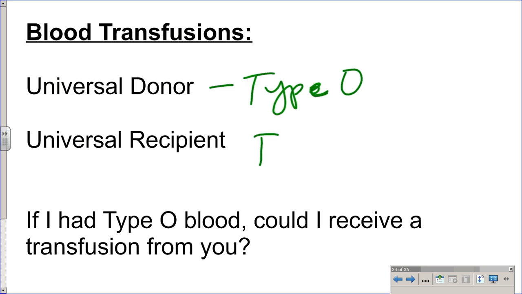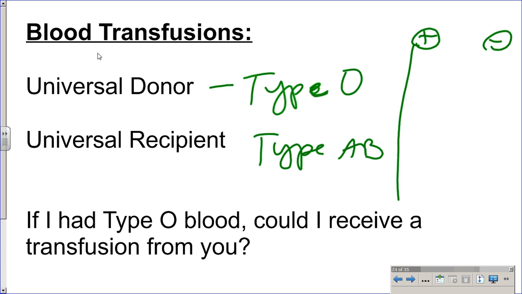Universal recipient is type AB. And then we were just asked about the plus and minus thing, so positive and negative that we're talking about. There's something else in your red blood cell. So like if I was O blood, there's my O right there. O has nothing on the outside of this, of the ABO kind of system that we have set up.